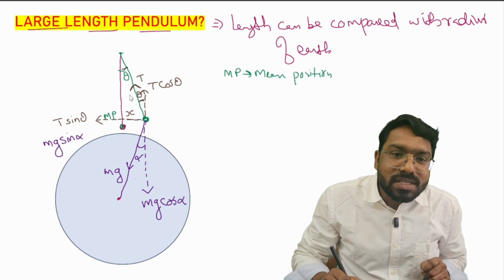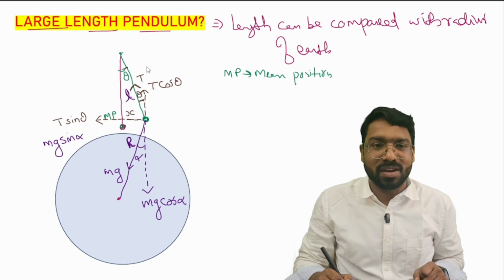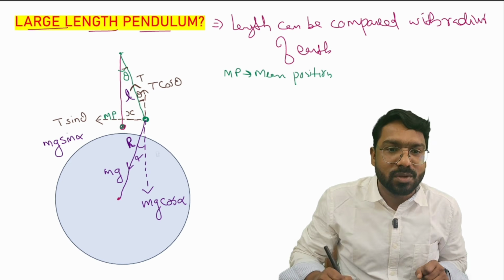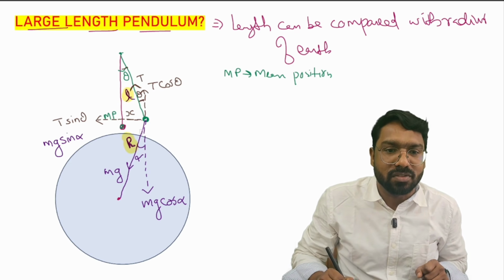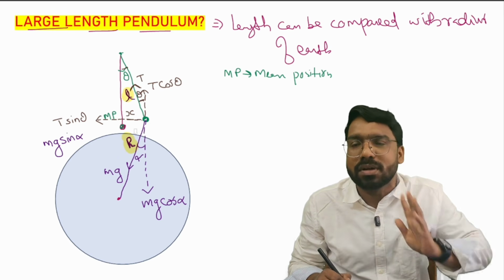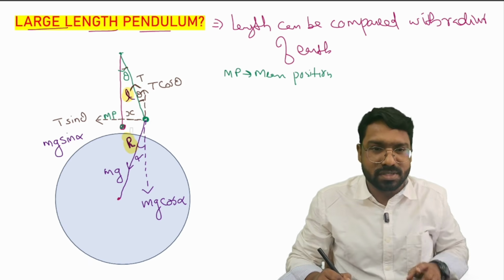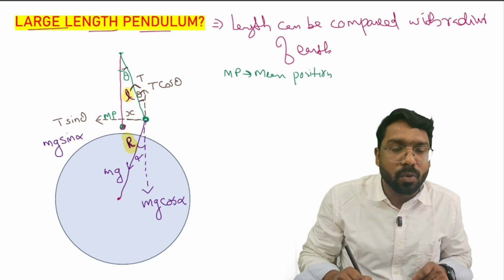So this is the length of the pendulum L. And this one is approximately the radius of the earth, r. Can you see it? This is the radius of the earth r and this is the length. It is very near to the radius of the earth because the bob is just above the earth's surface. That is why I am taking that distance as r.